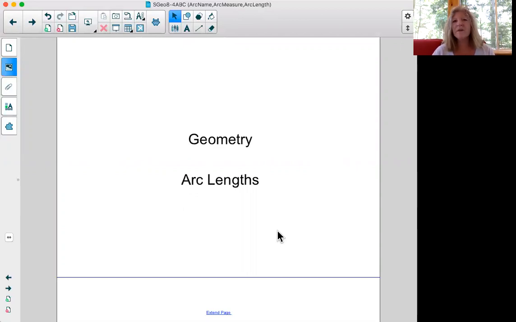So be careful. You can be asked to find the measurement of an arc, which we talked about on the previous video, or you can be asked to find the length of the arc of a circle. And that means that you would put a string down on the arc, take it off, and measure it on a ruler. So that's what we're going to talk about today.